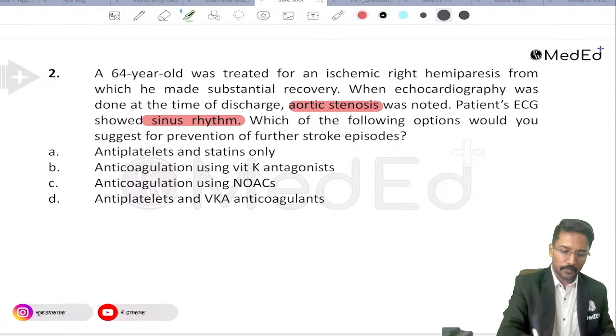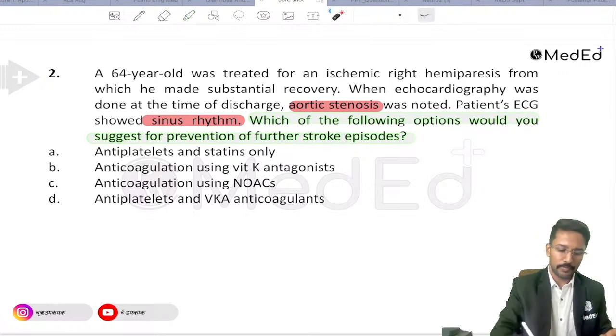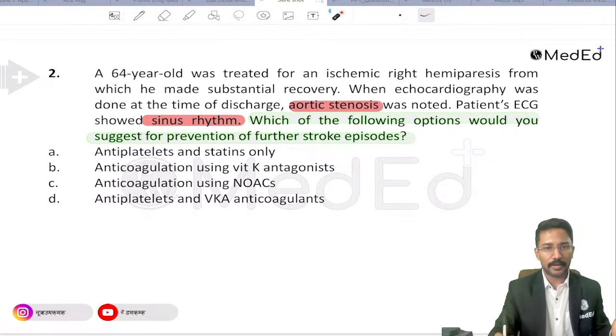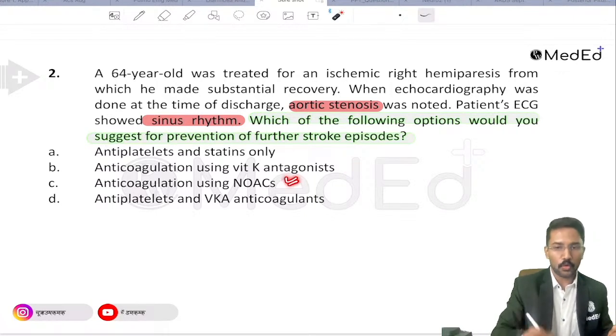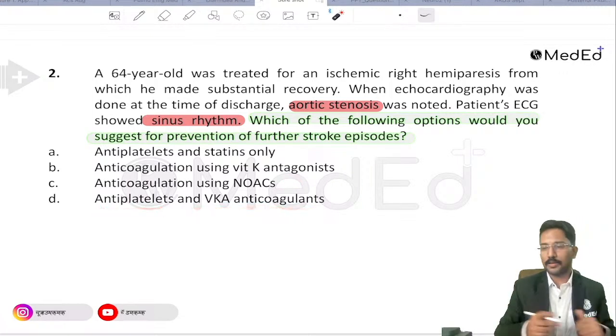Now the question is, which of the following options would you suggest for prevention of further episodes of stroke? Would you give him antiplatelets and statins, or would you give him anticoagulants using vitamin K antagonists, or would you give him newer oral anticoagulants, or will you start him on antiplatelets and vitamin K antagonists? What would be your choice?